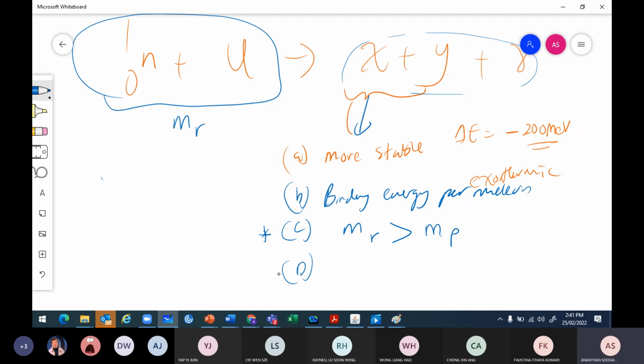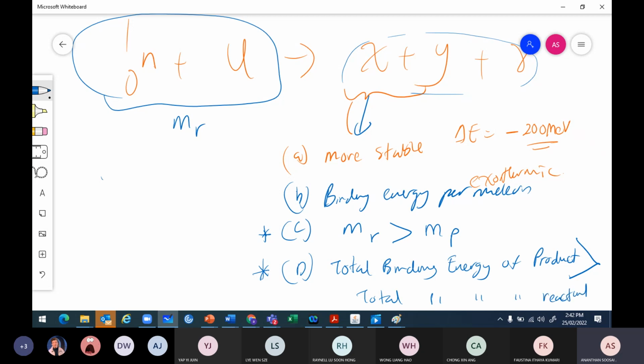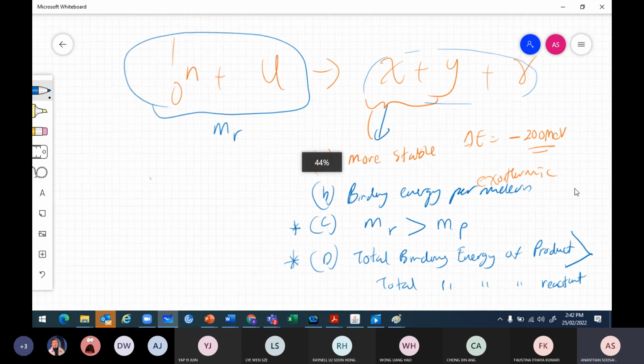And the fourth one I never mentioned last class. Binding energy per nucleon for each product is higher than the binding energy of the reactant. No doubt about that. But remember the total binding energy of the product is greater than the total binding energy of the reactant.